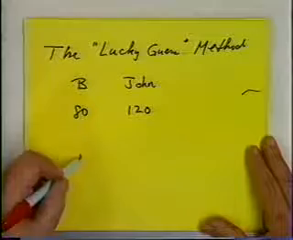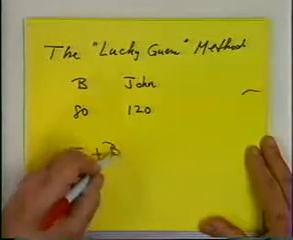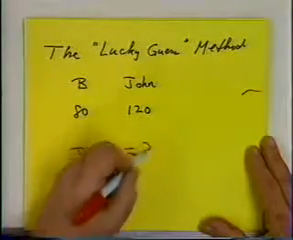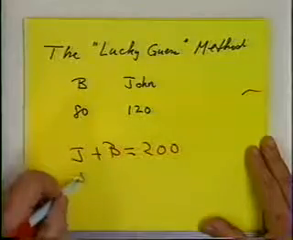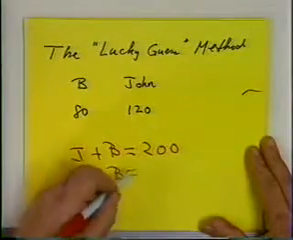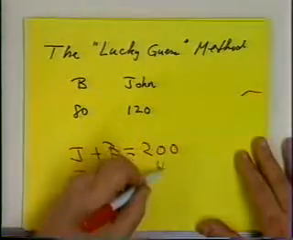How many marbles are they supposed to have altogether? J plus B is supposed to be 200. And what else is supposed to happen? The difference is supposed to be 40, isn't it?